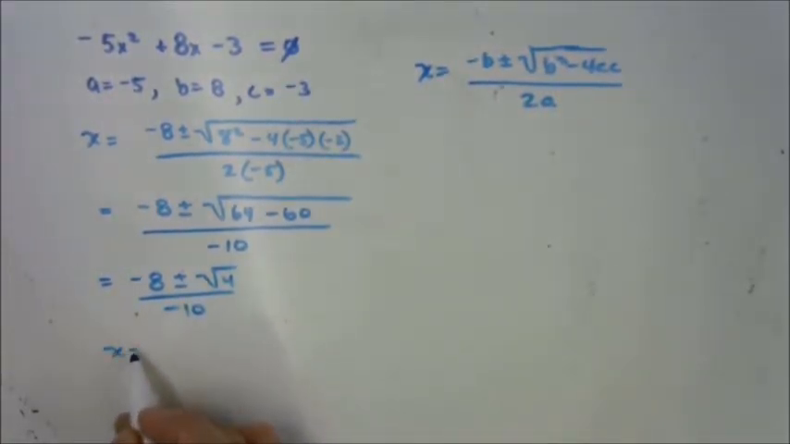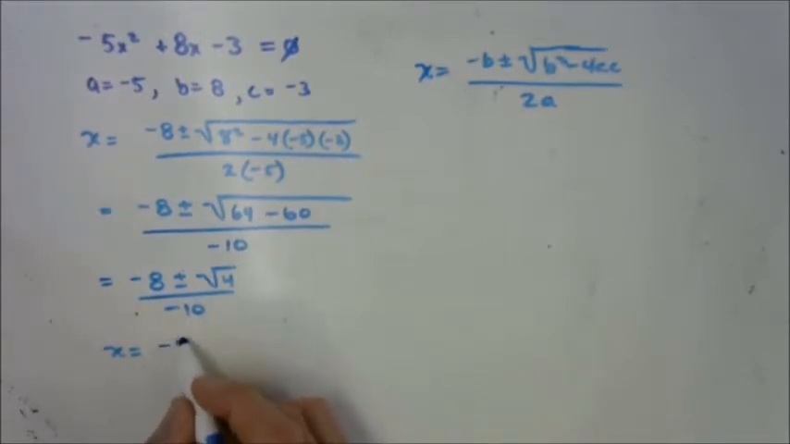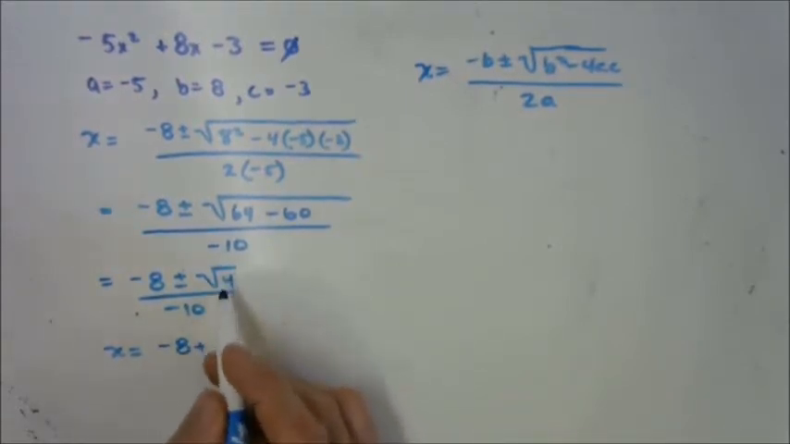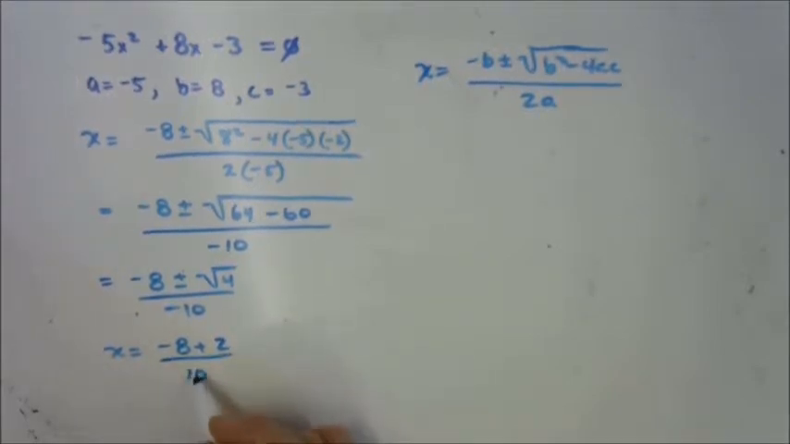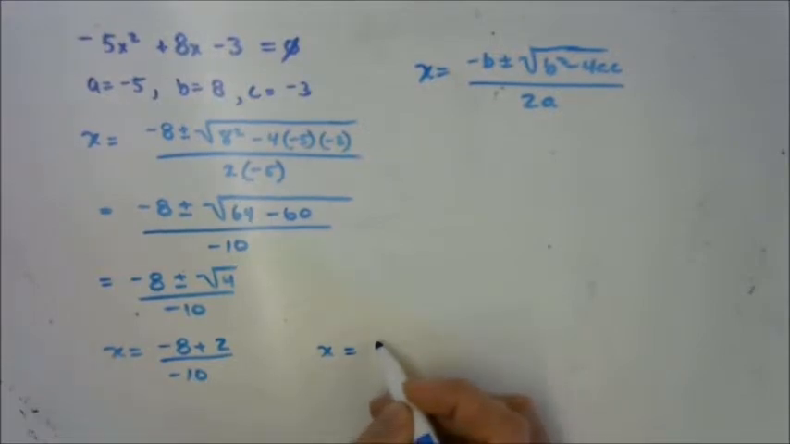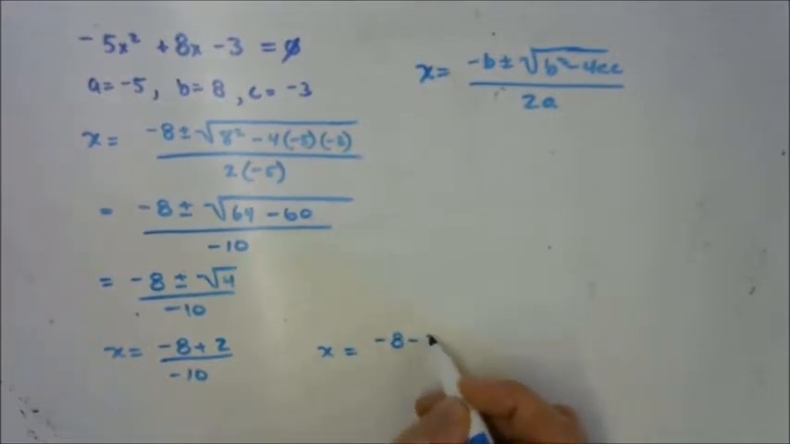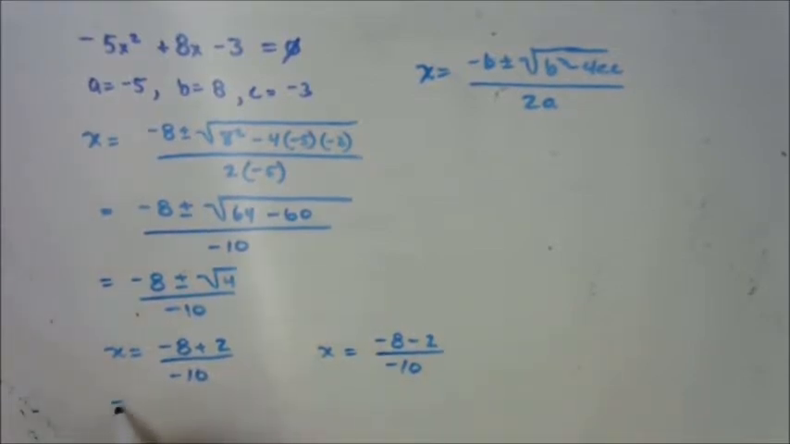And I'm going to go ahead and split this up into its two x-intercepts. Now I've got x equals negative 8 plus the square root of 4, which is 2, over negative 10. And I've got x equals negative 8 minus 2 over negative 10.